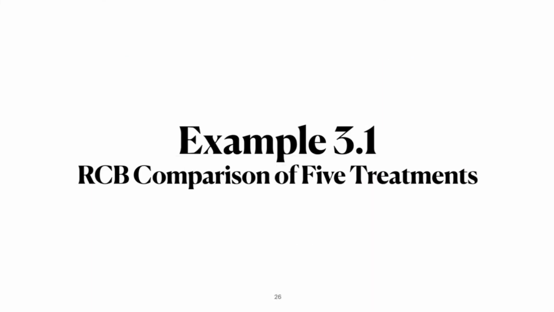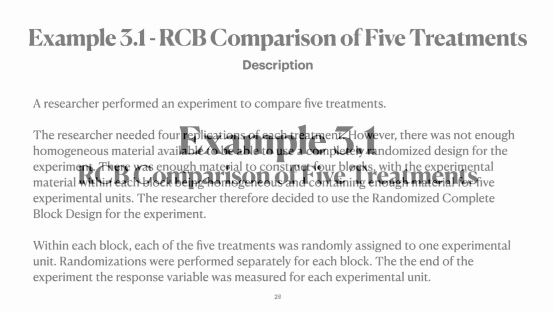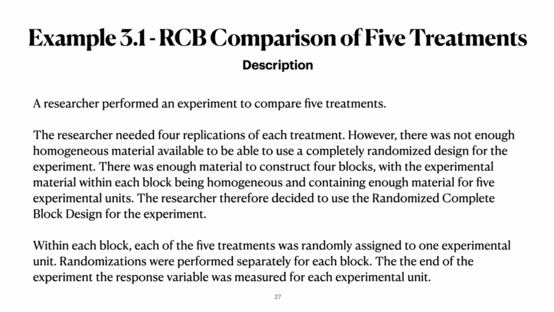We continue on by looking at example 3.1, a randomized complete block comparison of 5 treatments. A researcher performed an experiment to compare 5 treatments. The researcher needed 4 replications of each treatment. However, there was not enough homogeneous material available to be able to use a completely randomized design for the experiment.